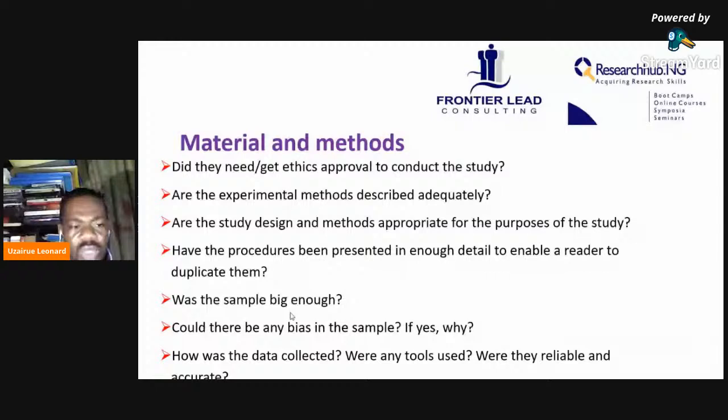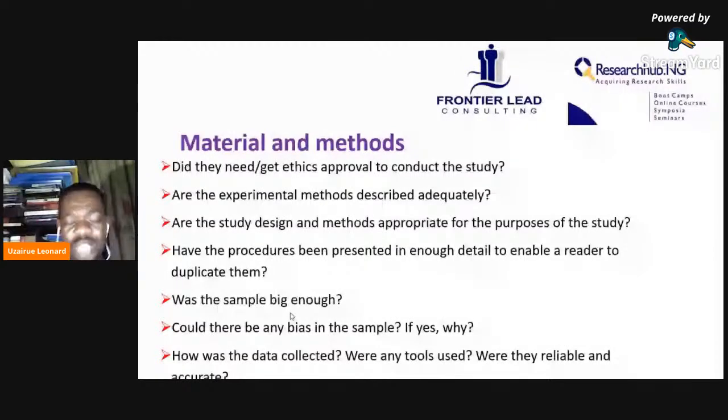Now, the next one is: has the procedure been presented in enough detail to enable a reader to duplicate it? That is very important. Now, I'm talking about a particular study. I said I used the method. So now, was the sample big? That's another thing: your sample size.